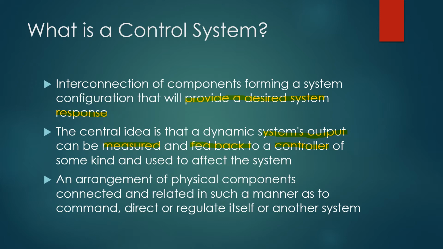Another definition points us to an arrangement of physical components connected and related in such a manner whose main purpose is to actually either command, direct, or regulate itself or another system. So we can actually use a control system to control another system. So it either controls itself or used as a controller for a bigger control system.